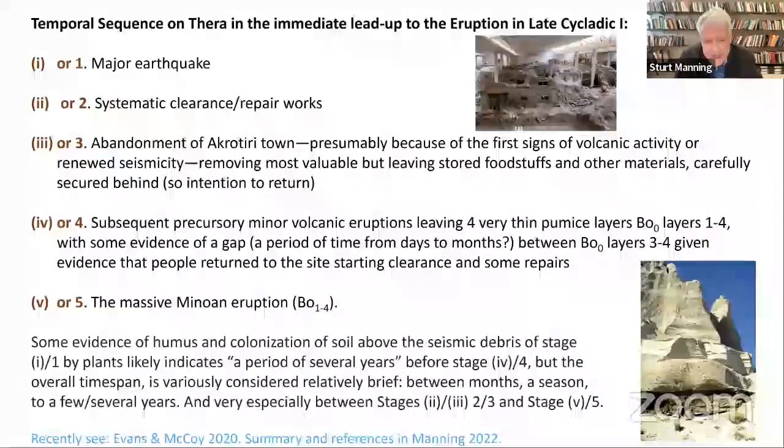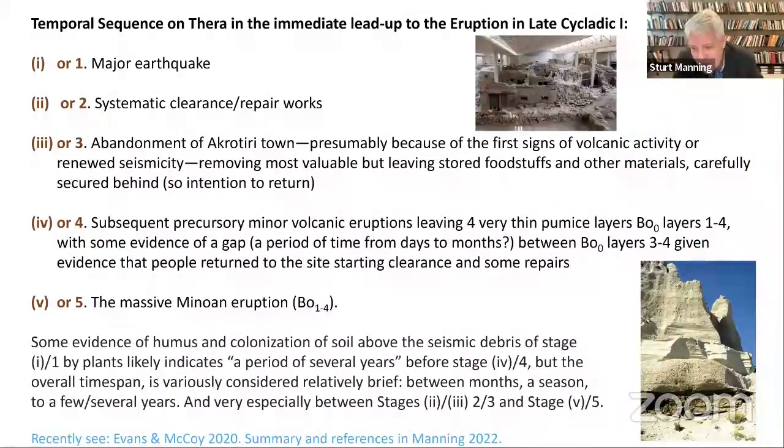And the critical thing is, even though there's a teeny bit of debate between Susan Limmery, who argue a period of several years, versus others who've argued for a much shorter, weeks, months, days, to a season, to a few several years, we know that there is a very short period of time between basically stage 3, so that's the sort of beginning of the first signs of renewed seismicity or the eruption, or 4, beginnings of the actual eruption series, and then the 5, the final Minoan destructive eruption.